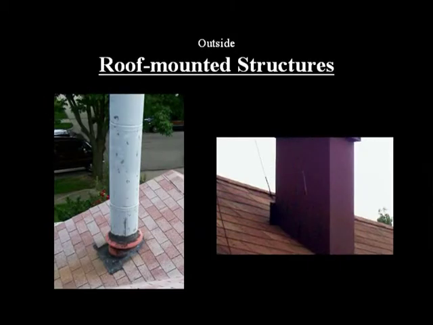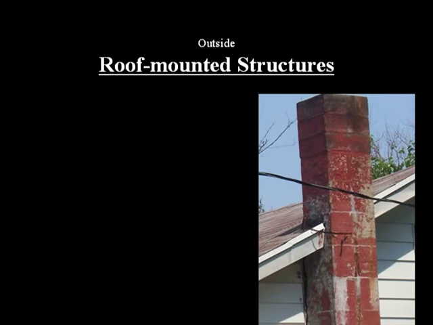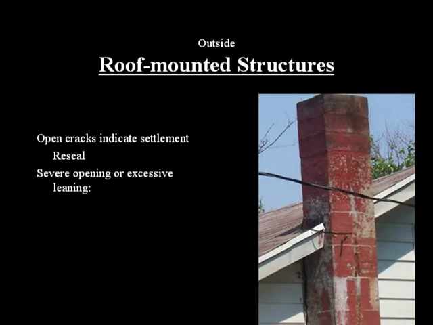Most of the chimneys we see are made from masonry or prefabricated from metal. Masonry chimneys are usually supported by their own foundations and not dependent on the main structure for support. When the chimney runs up the side of a house, any open cracks between the chimney and the exterior wall indicate some underground settlement and is usually not a problem. I'd simply recommend resealing. However, a severe open area and excessive leaning needs to be checked by a structural engineer.